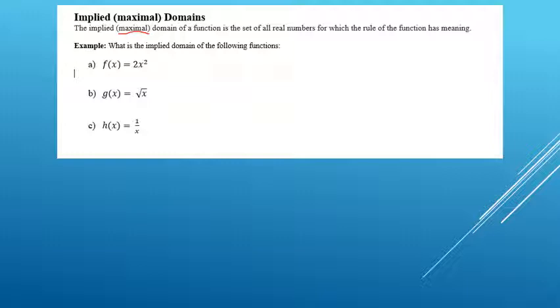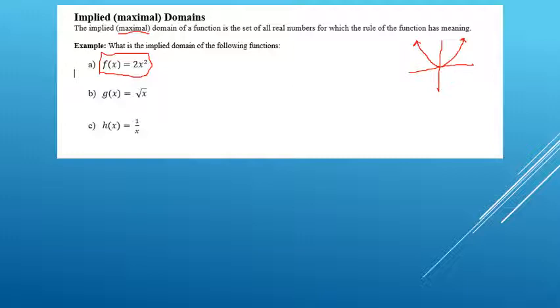So if we look down at example A, we've got f of x equals 2x squared. So we know this is a parabola. Recognizing the rule certainly helps you to have an idea. So the graph of 2x squared looks something like this. It's an upright parabola going through the origin. So there's the graph of f of x equals 2x squared. Is there any x value I can't put into this rule? There's no restrictions.